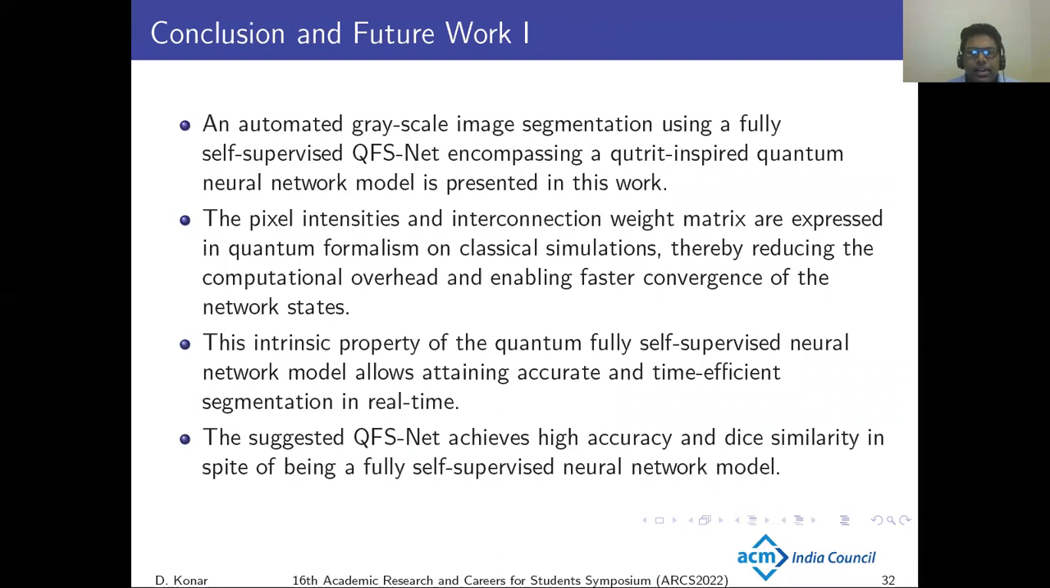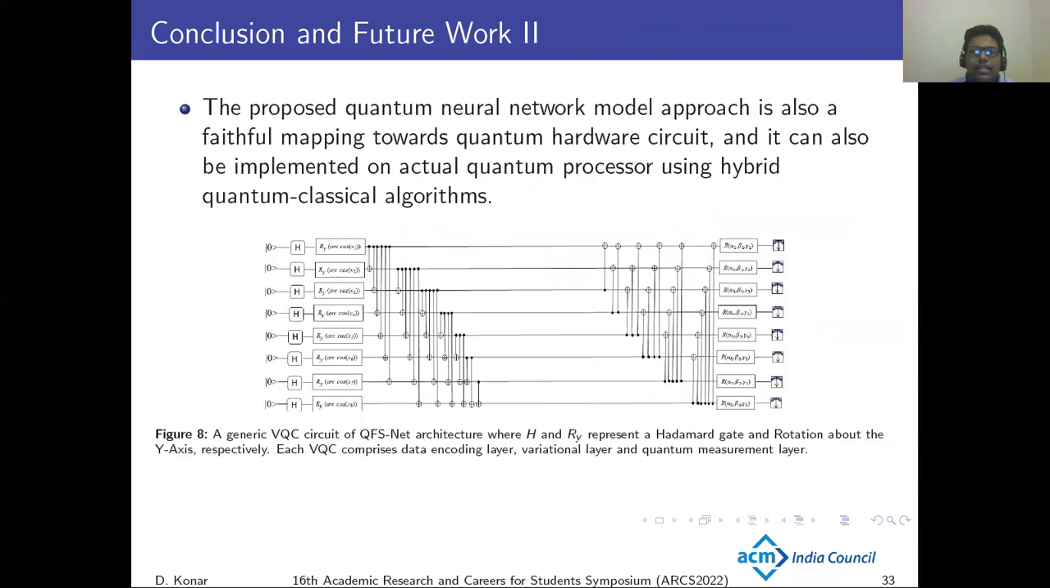So I can draw the conclusion that automated grayscale image segmentation using a fully self-supervised network is made using Qutrit-based modeling. Here we have tried to use the intensive property of quantum states using 3-level systems, and we have obtained high accuracy and dissimilarity. As future work, we have designed a BQC, and we have also recently implemented it. Here we have used instance to 8-connected neighborhood information. We have replaced it by BQC, and we obtained good results. Right now we are working on this, and this network we have named hybrid quantum classical self-supervised neural networks. This is a very simple quantum circuit.